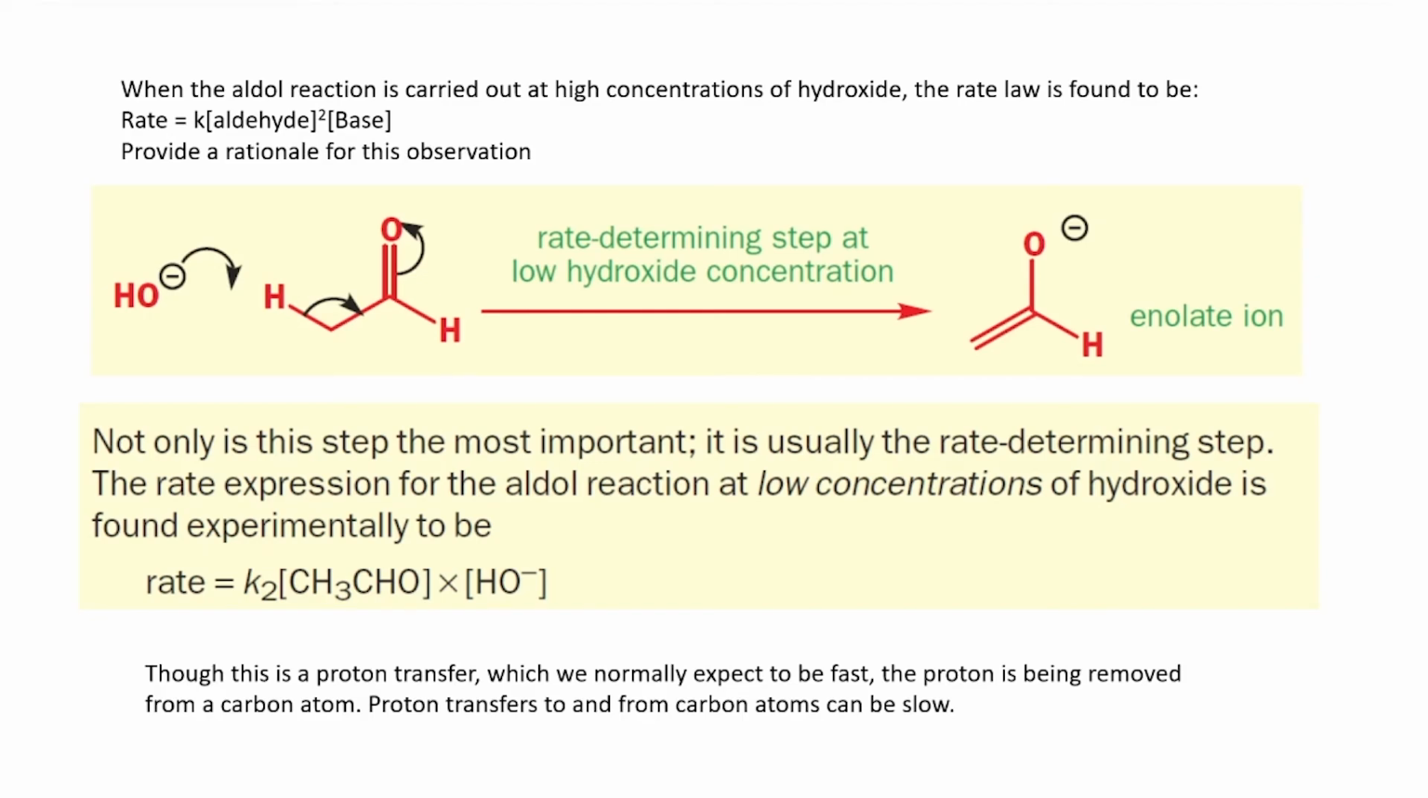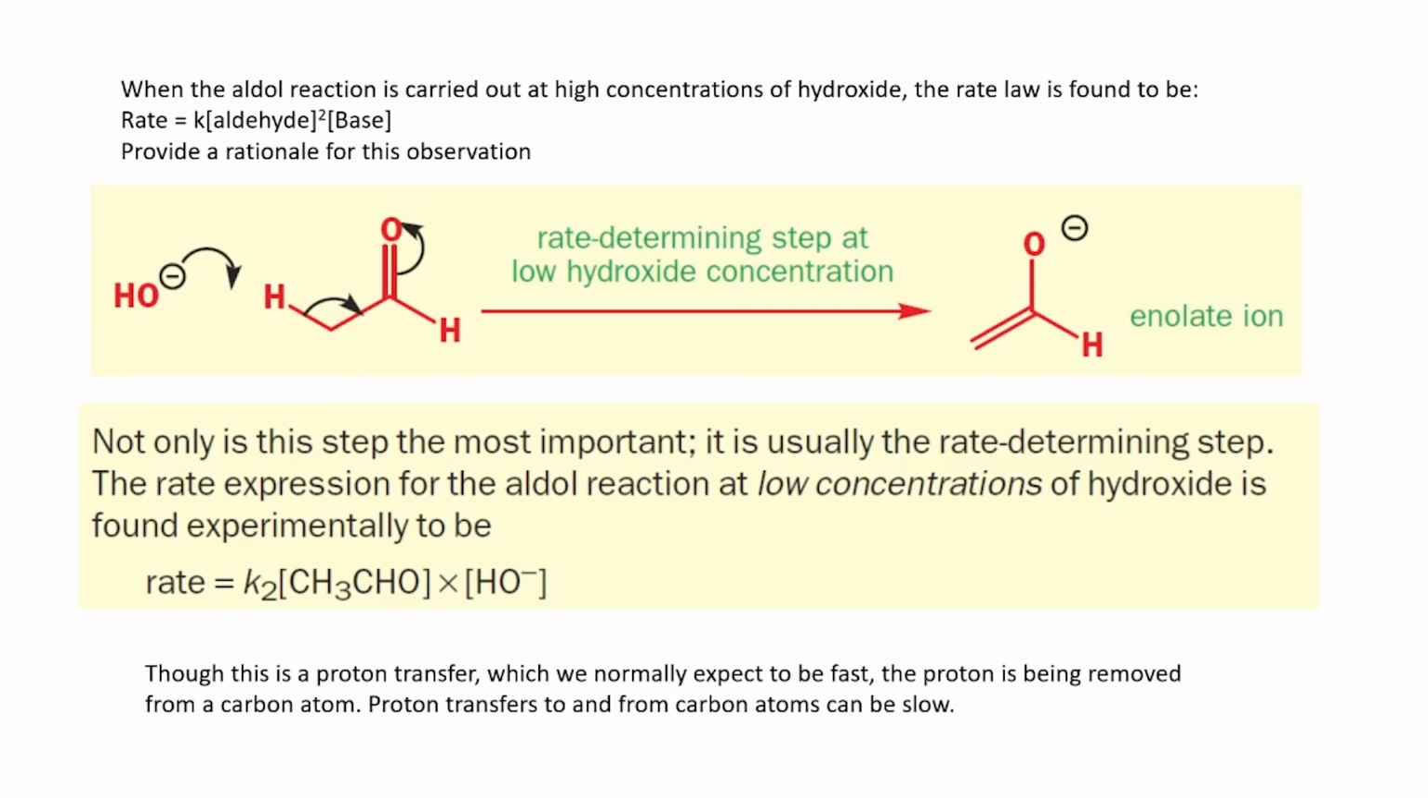So let's first look at the reaction under low base concentrations. Under these conditions, the enolate is formed and the enolate then reacts with the aldehyde and gives you the product. And so experimentally, we observe that the rate is proportional to the concentration of aldehyde times the concentration of hydroxide ion. And so this actually ends up being a first order reaction in the aldehyde as well as the base.